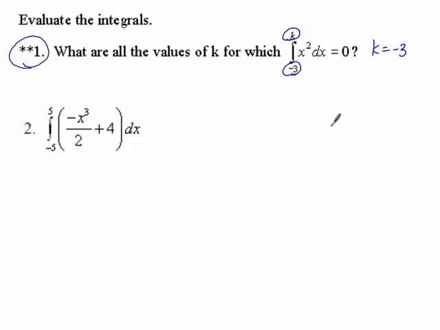Another time it equals 0 is when there's an odd function and we're going equidistant, but is this an odd function? No. So having the limits be the same will create a net area of 0.